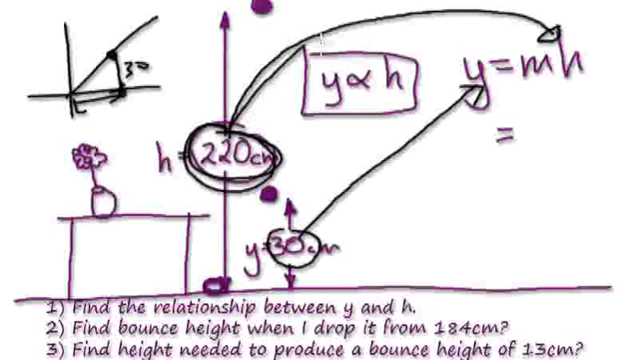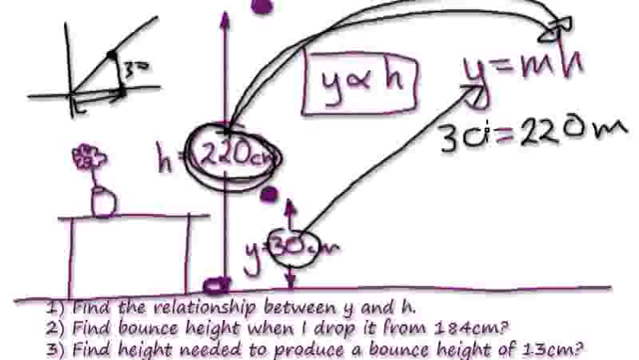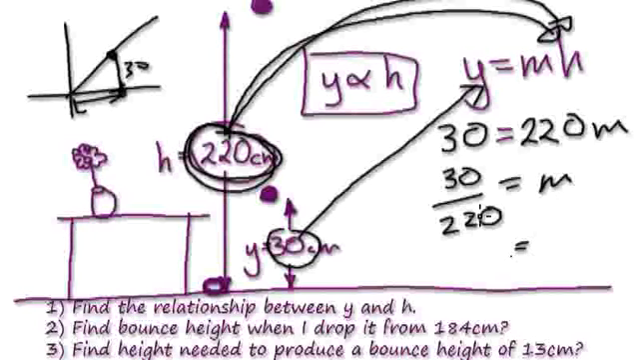So put this into the H here. So that would be 220 m, and then put 30 into the Y here. So m is 30 over 220. So this here is your m. Okay. And then tidy this up. Divide top and bottom by 10. So it'd be 3 over 22. So m equals 3 over 22.